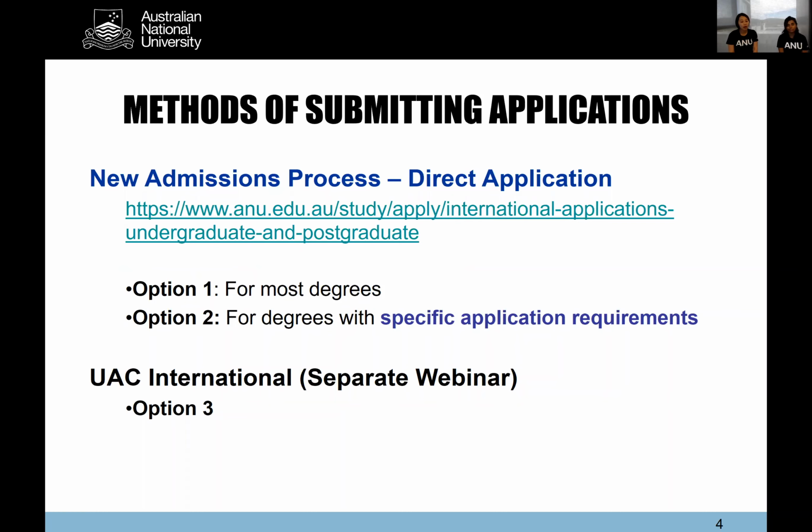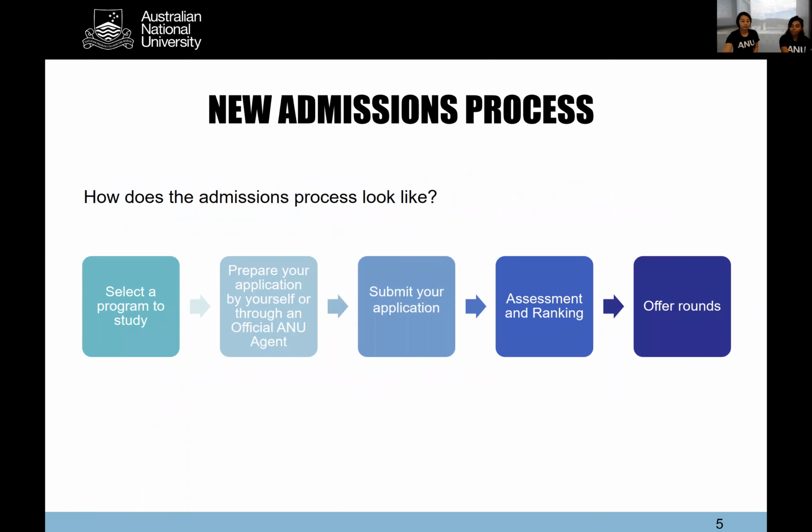Overall, there are 3 ways for international applicants to submit applications to the ANU. In this webinar, we'll focus on direct applications to be submitted through option 1 and option 2. Option 3 will be covered in a separate webinar, which is for international applicants who are completing an Australian Year 12, a New Zealand National Certificate of Educational Achievement NCEA Level 3, or International Baccalaureate IB.